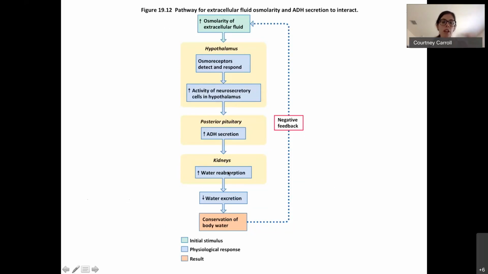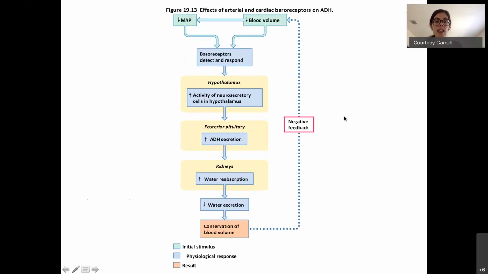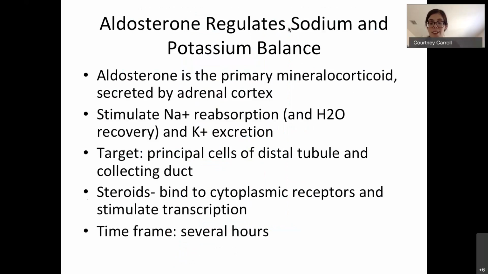The aquaporins on the surface will increase water reabsorption, turn down water excretion, and we will have conservation of body water. End result: higher blood volume, higher BP. We'll then decrease the osmolarity of our extracellular fluid, turning this whole thing off. And again, this is showing you the baroreceptors in the opposite way. If we have low blood volume, that whole pathway can also be activated that way. So there are a few different inputs onto our hypothalamus.